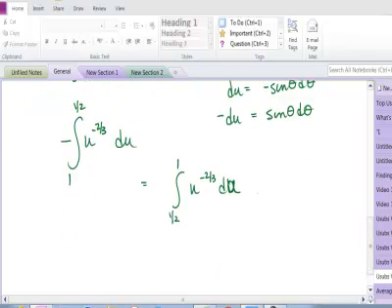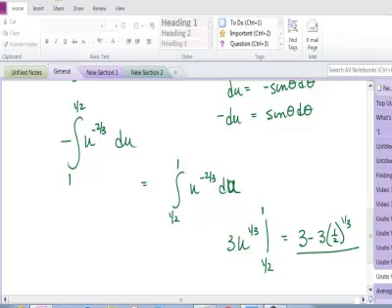Okay, and so here we go. We're going to use the power rule. So that would be u to the 1/3, dividing by 1/3 would give me 3 u to the 1/3, and I'm going to evaluate that at 1/2 and 1. Okay, evaluating it at 1 is pretty easy. That's just simply 3. At 1/2 we would take 3 times 1/2 to the 1/3, and without a calculator that would be your final answer.